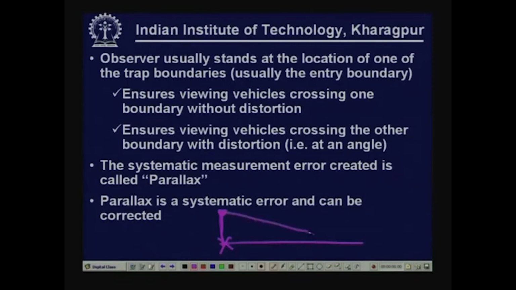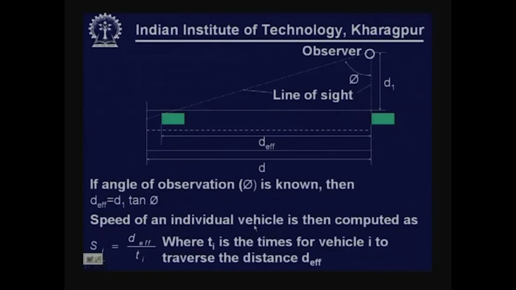But this automatically ensures that the vehicle crossing the other boundary is viewed with distortion. He cannot see both the vehicles without distortion. So, if he is seeing one vehicle without distortion, the other vehicle he is seeing obviously with distortion. This systematic measurement error is created and it is called parallax. Parallax is a systematic error and can be corrected. Let us see how we can correct it.